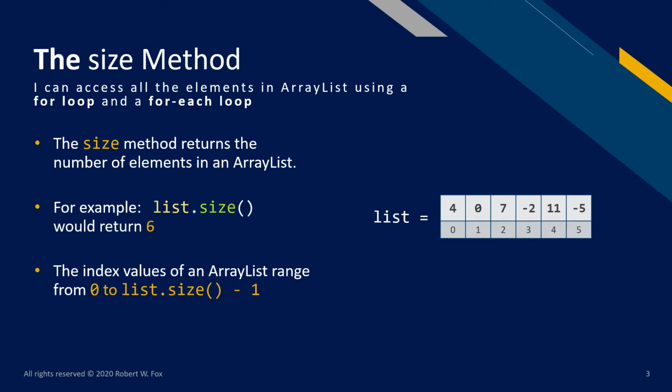Before we actually get to the traversal, we need to be aware of one method that we have not yet seen with array lists, which is the size method. The size method returns the number of elements in an array list. So if we imagine that I have an array list on the right called list, we can count that there are 1, 2, 3, 4, 5, 6 elements indexed 0 through 5, just as it would be with an array. And in this case, list.size would return a 6.